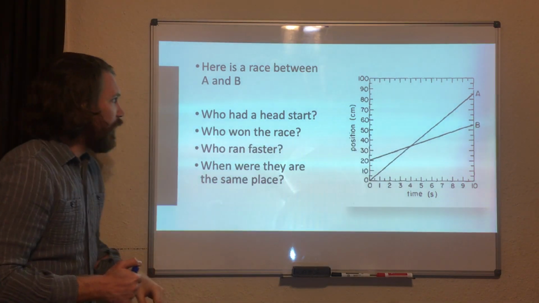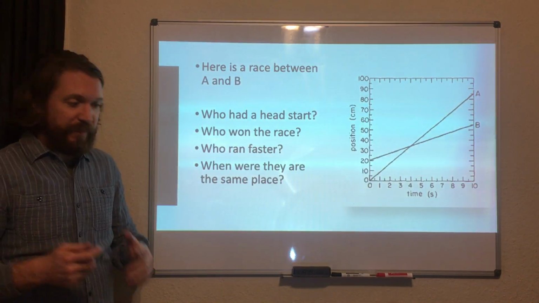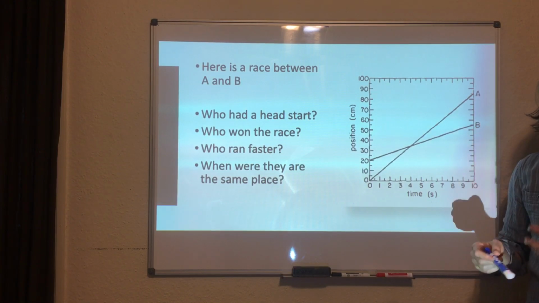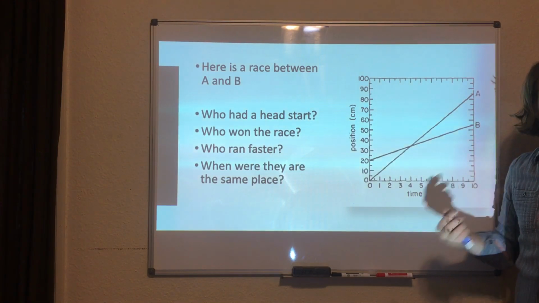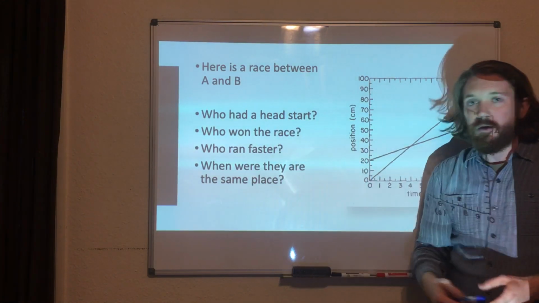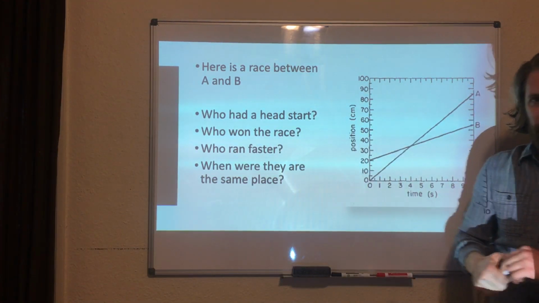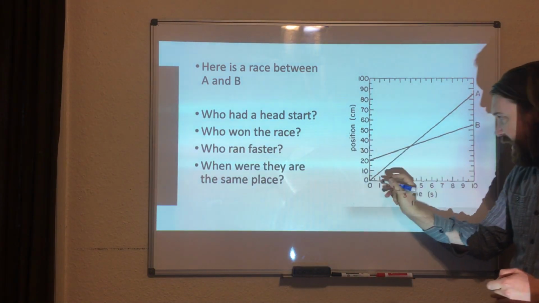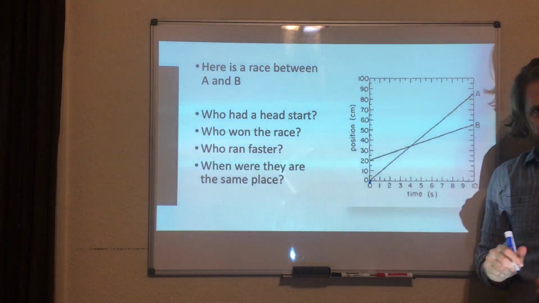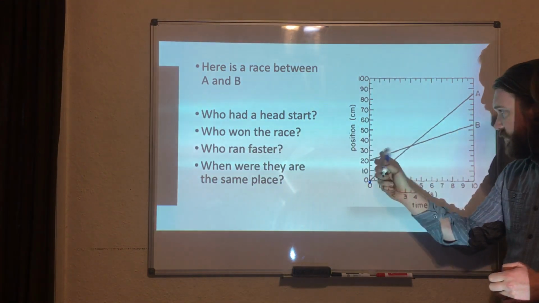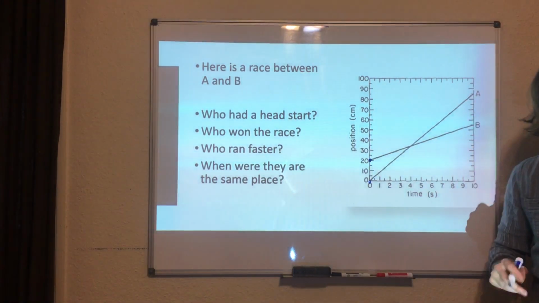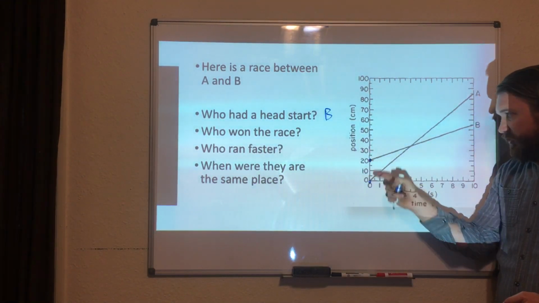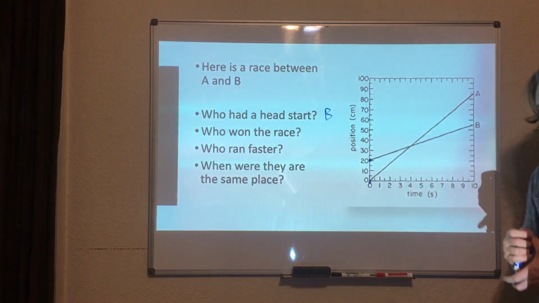Centimeters about yay big. Okay, so here's a race between A and B. Again, every graph tells a story, okay? So we have A and B. This is our race. Let's answer some questions about the race. Number 1, who had a head start? And you're like, Mr. Norris, read the graph. So let's look at A. A started at 0 centimeters, whereas B started at 20 centimeters. So who had a head start? Well, it's B. B started 20 centimeters ahead of A, right?